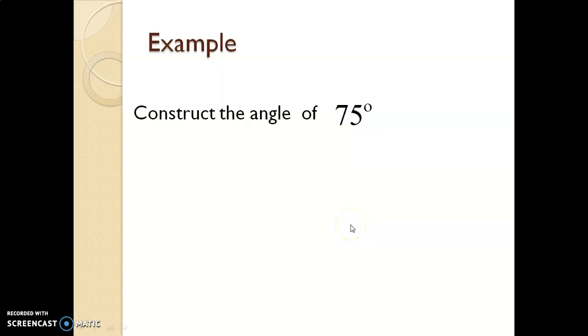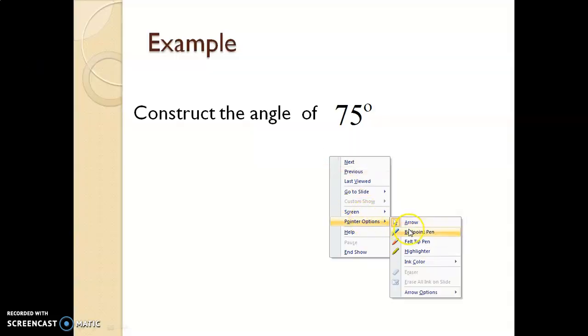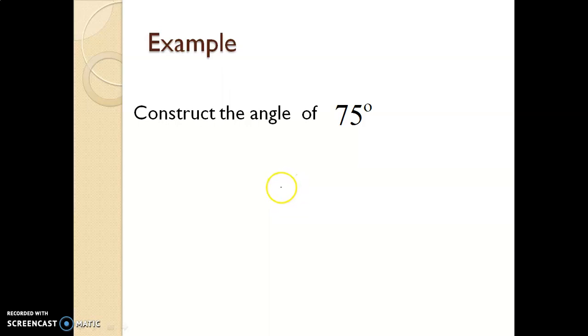Continue the slides now. Next we are going to construct the angle of 75 degree. For this, first we need to draw a 60 degree angle. Then after that a 120 degree angle. Then only we'll get a 90 degree angle. Okay, so this is 90 degree.